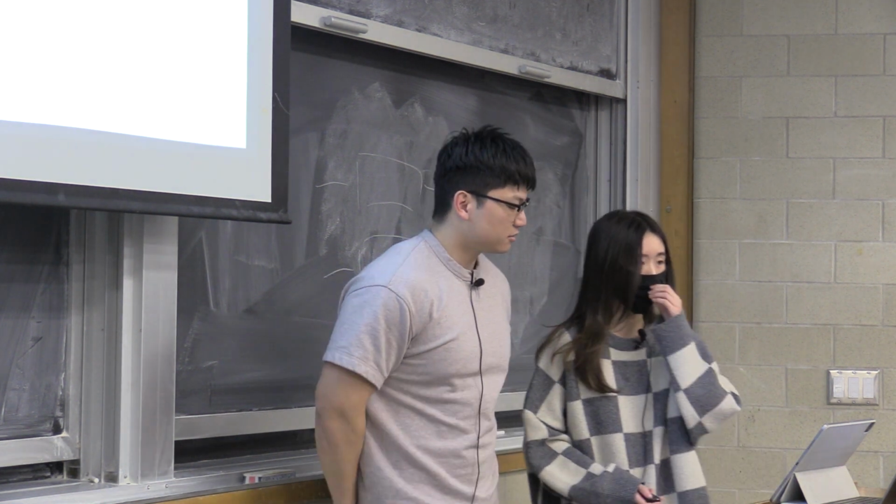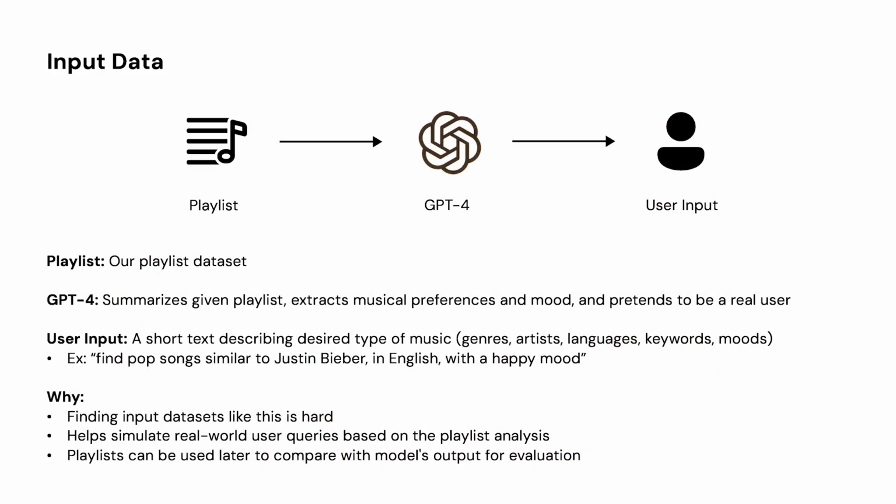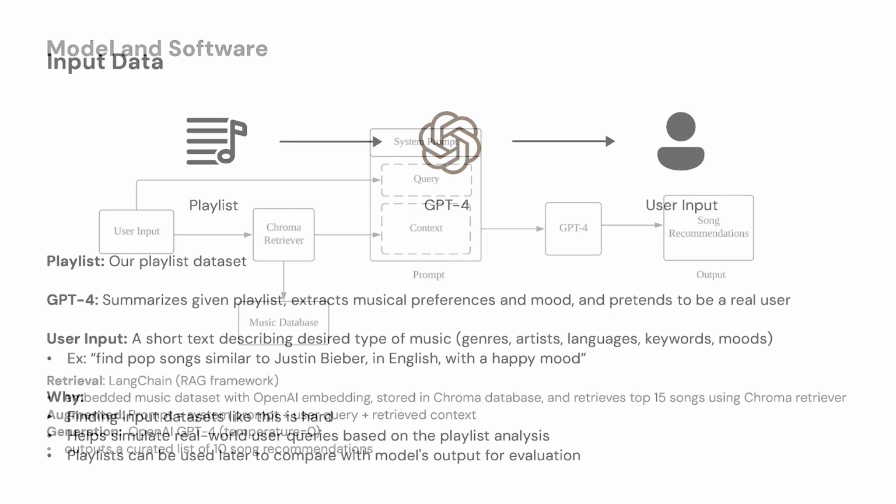So for the input data, we input our playlist dataset into the GPT-4 model to simulate a real user request, treating each playlist as a unique user. GPT summarizes and extracts key features from these playlists, including genres, artists, languages, keywords, and mood, as the example has shown. This approach was used because it's hard to find input datasets like this, and also these playlists can later be used for evaluating the system's output.